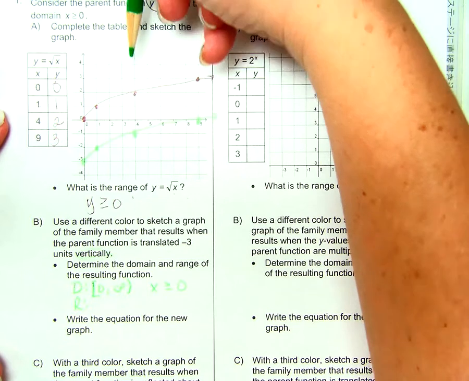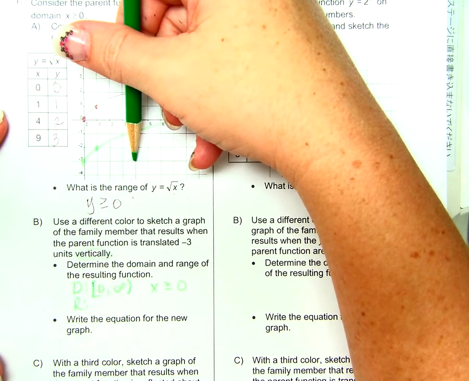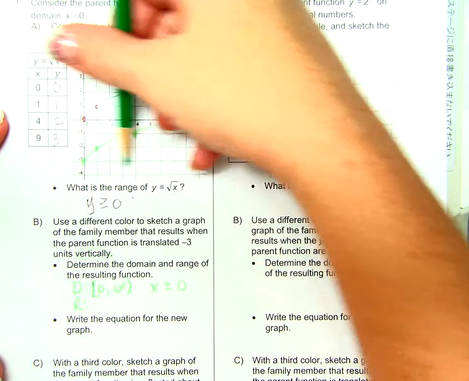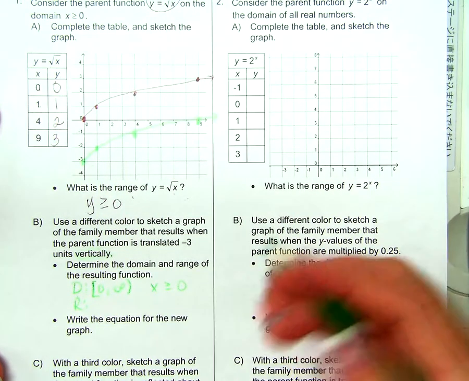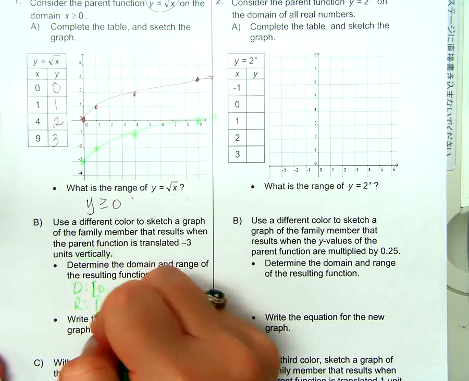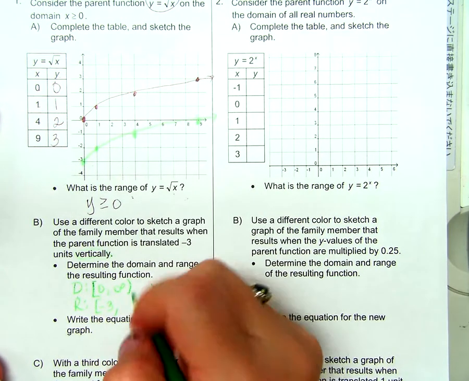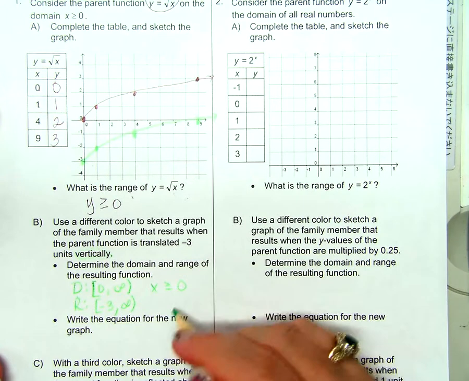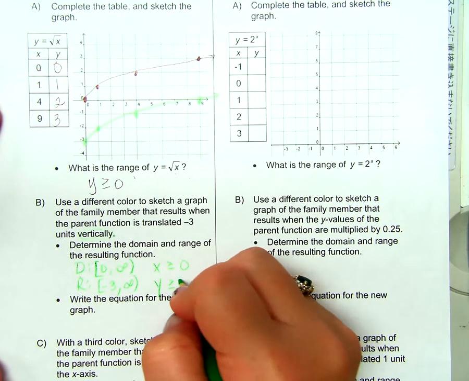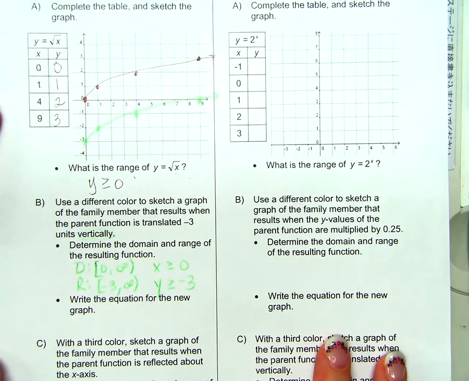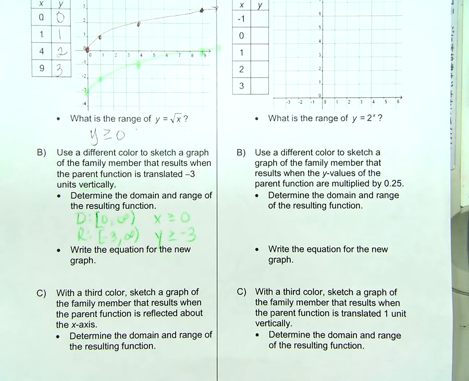What about the range? How far down does it go? To -3, right? I know it's not -3 right here where I have my pencil, but the line that I'm saying, how far down does it go, isn't that at -3? So from -3, how far up does it go? Infinity. What's the other way to write it? y is greater than or equal to -3. What's the equation for this new graph?